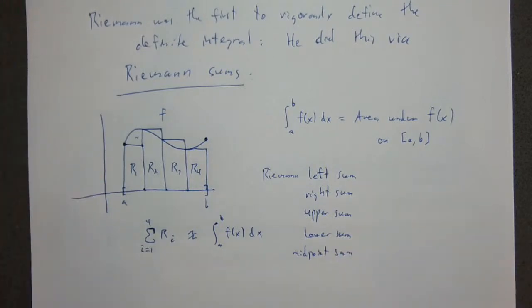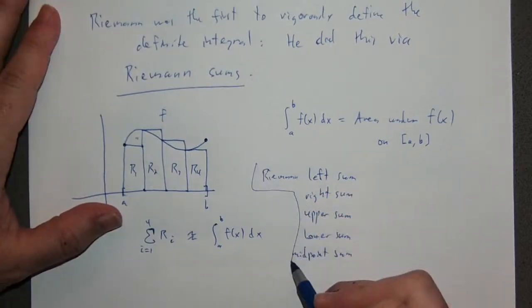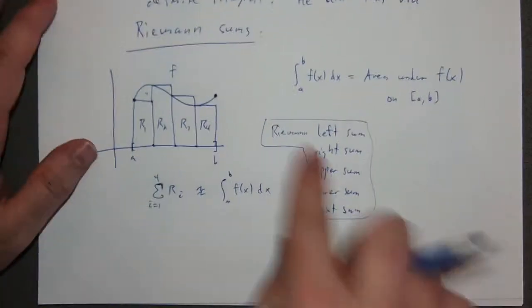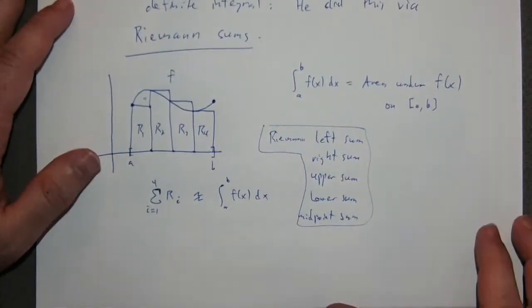You might have heard of more complicated changes here, like the trapezoid rule or Simpson's rule. These use different shapes. So like the trapezoid, for instance, instead of a rectangle to estimate this. But Riemann was the first to really rigorously define this notion. And then how do you get the definite integral itself?